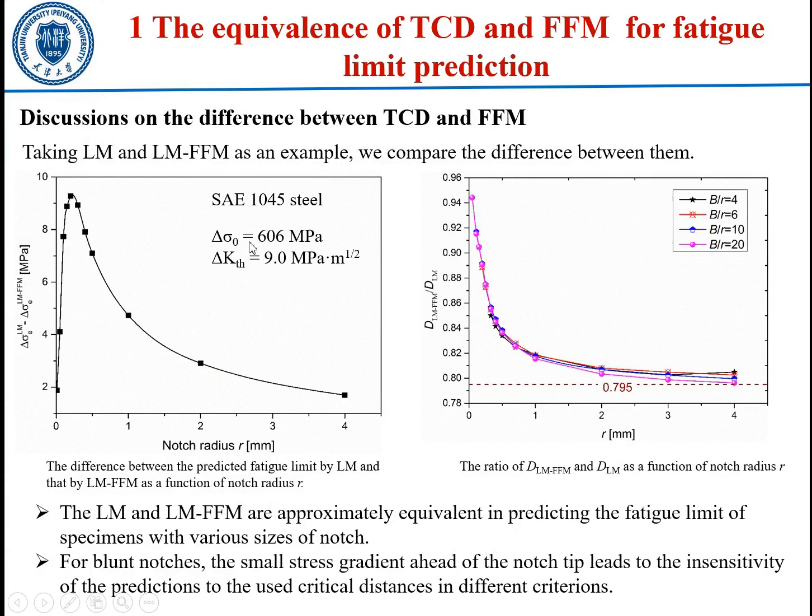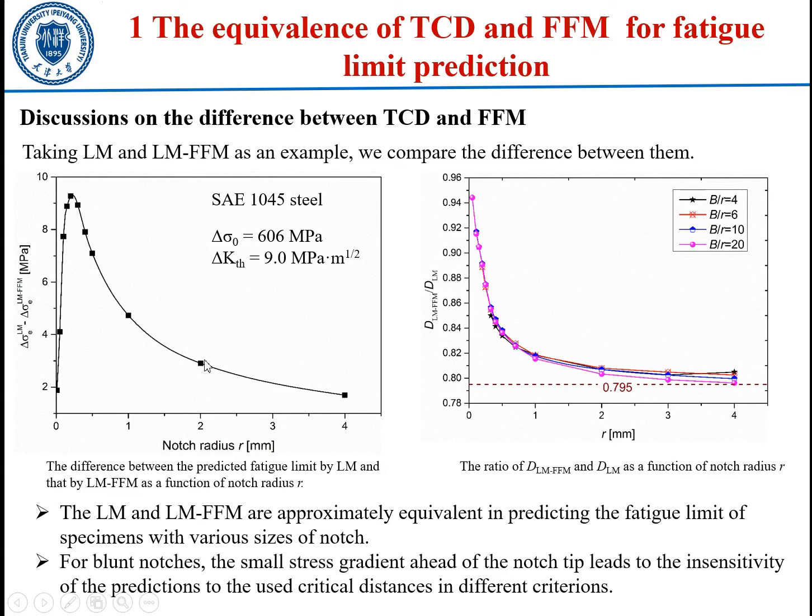We further studied the difference between LM and LM-FFM. This figure shows the difference between the predicted fatigue limit by these two methods as a function of radius. Generally speaking, the difference is small, and these two methods are almost equivalent. The difference increases at first, and then decreases as the radius increases.